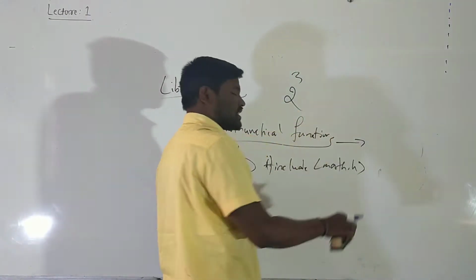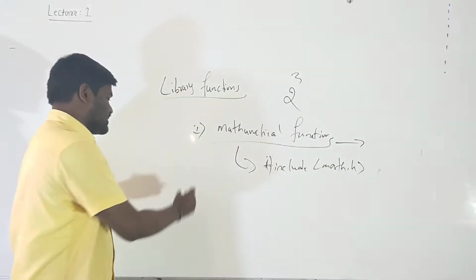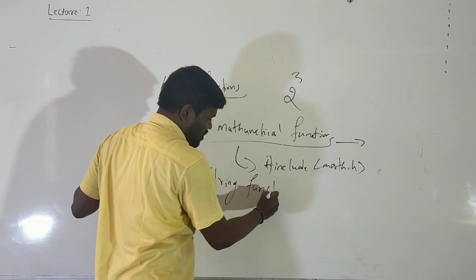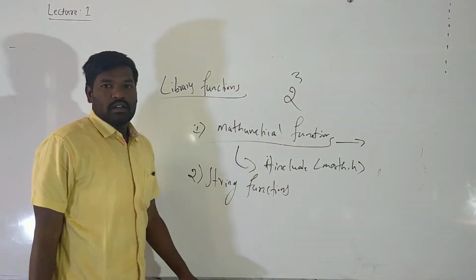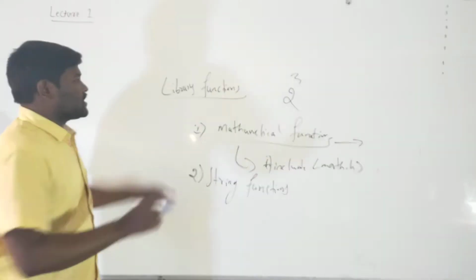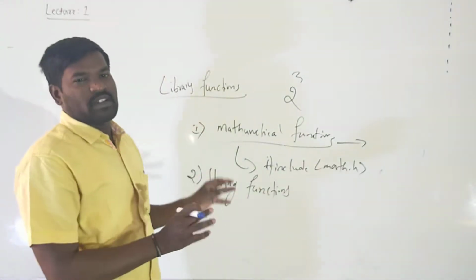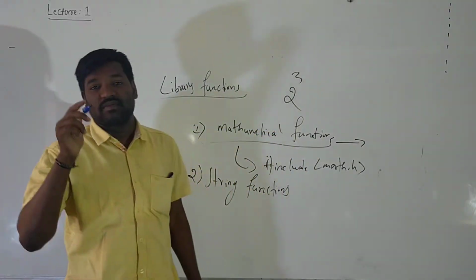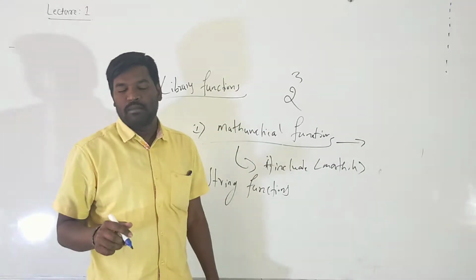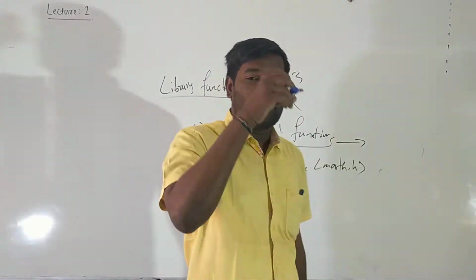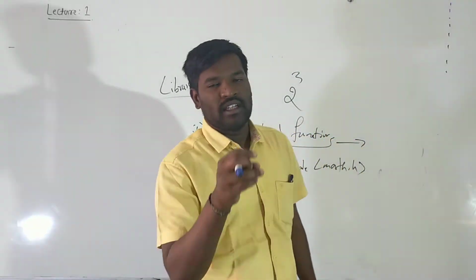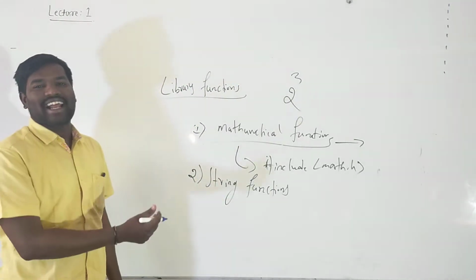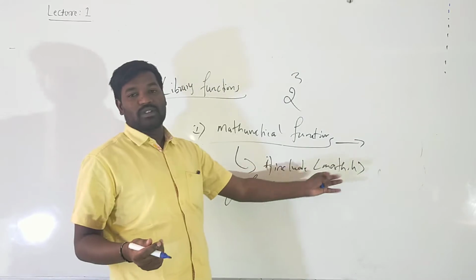This is the first category of library function, and the second one is string function. One more thing you have to remember: if you want to access a library function, it is not possible to access it directly. We must include the header file, because that header file consists of the functions. If you include the header files in your program, then we have all rights. That's why we must include the header file.